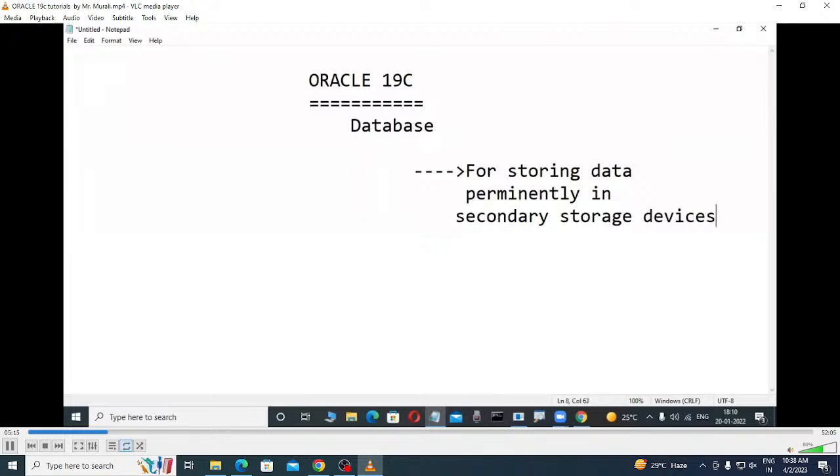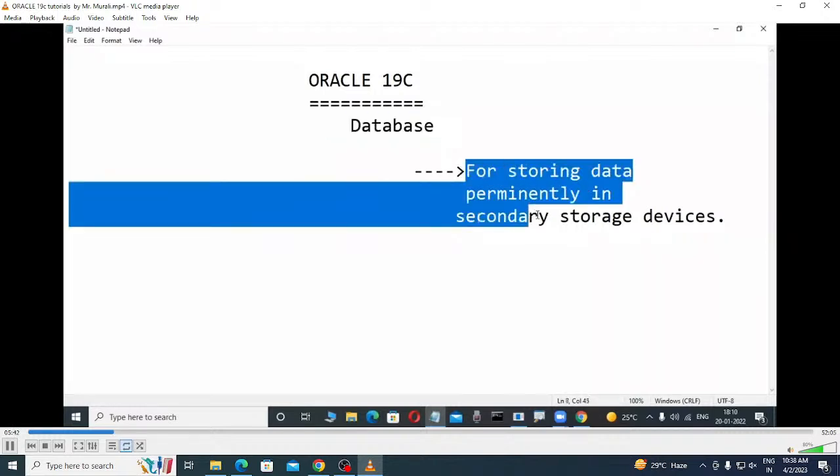Okay, fine. Permanent. Suppose today we store data, then after 5 years, 10 years, 20 years, 100 years also your data is available and you are using it. That's why Oracle is a product from Oracle Corporation, with some version number. This is a database product, one of the popular databases. But what is the purpose? For storing data permanently in secondary storage devices.